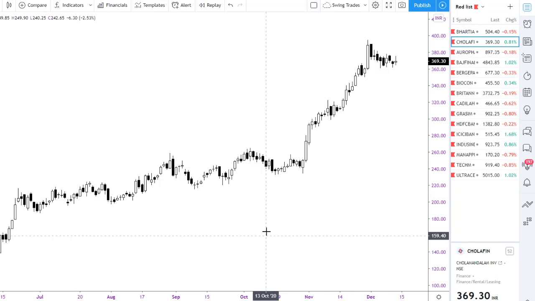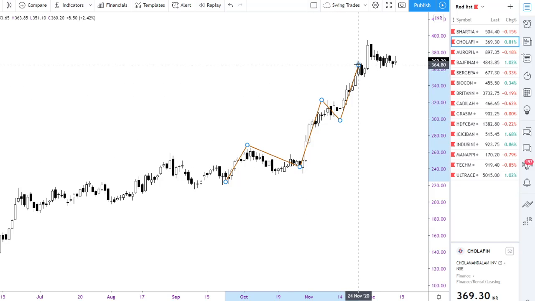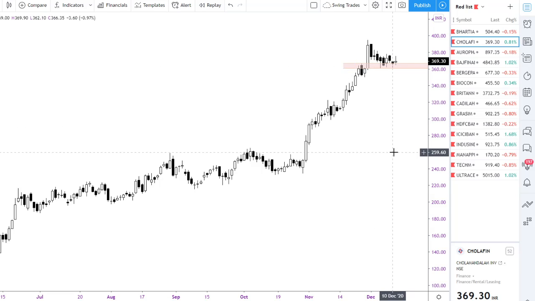The next one is Chola Finance. Again, this is in an uptrend. As you can clearly see, it's making higher highs and higher lows, and the price is actually stalling here. Right now it is in the area of interest, so that is where we're looking for buying opportunities.